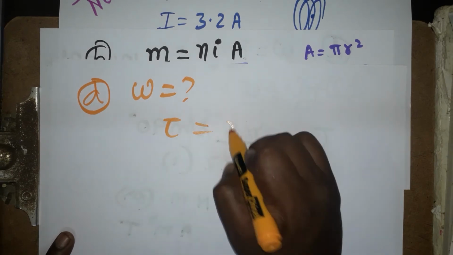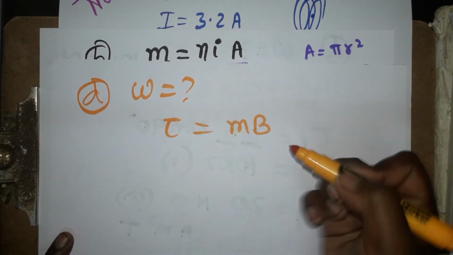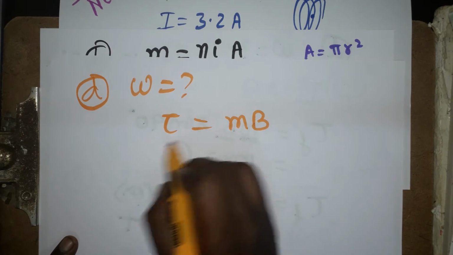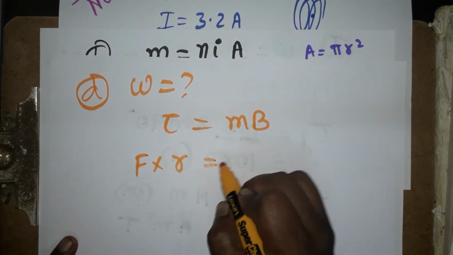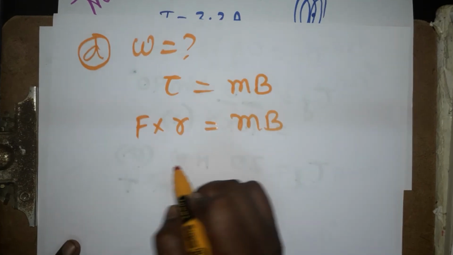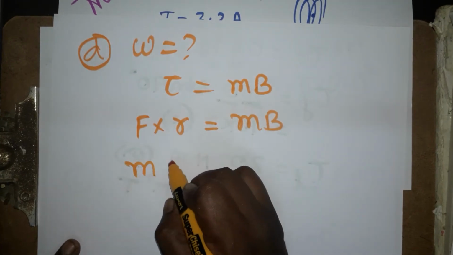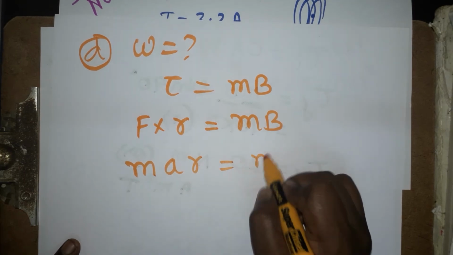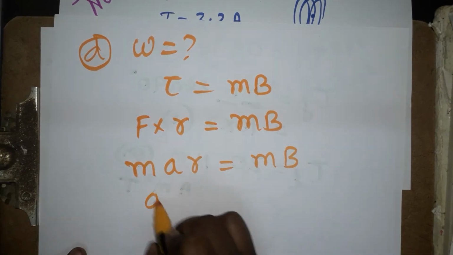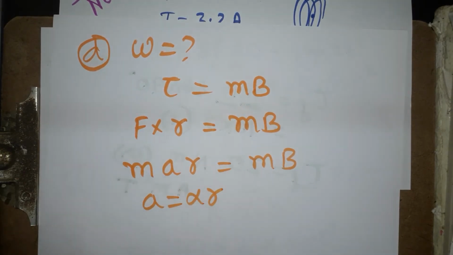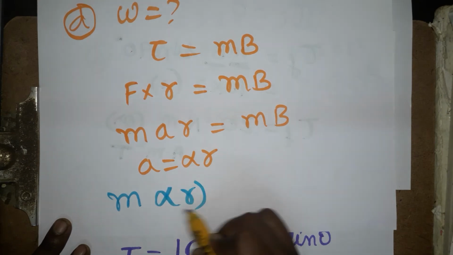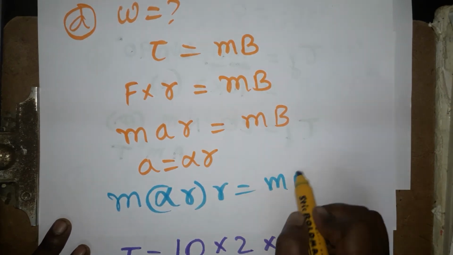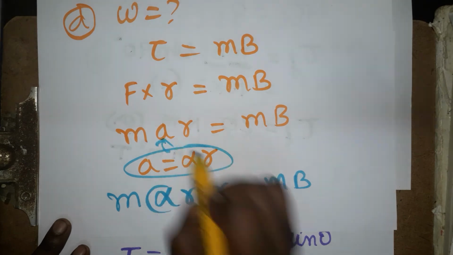I know torque is equal to mb sin theta, where theta is going to be the maximum. Torque is equal to force into perpendicular distance. Perpendicular distance means radius, so F r or mb. Force is equal to mass into acceleration. So mass into acceleration into r is equal to mb. In circular motion, I know a is equal to alpha times r. So m alpha r into r is equal to mb. I just substituted this in the equation.